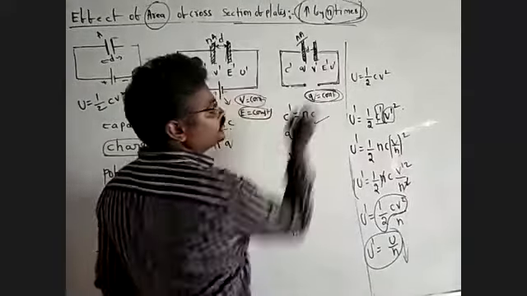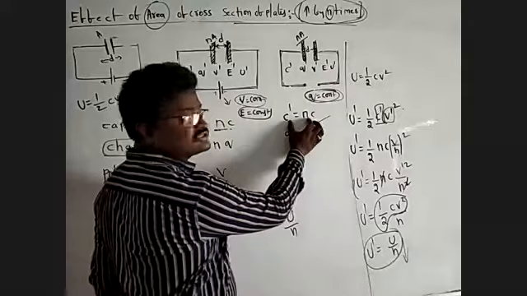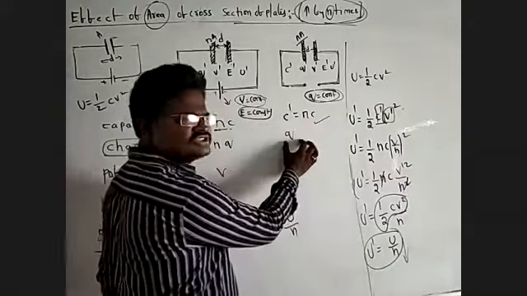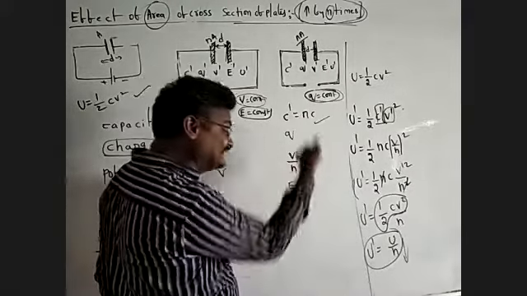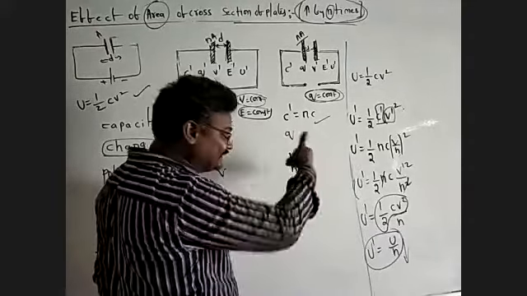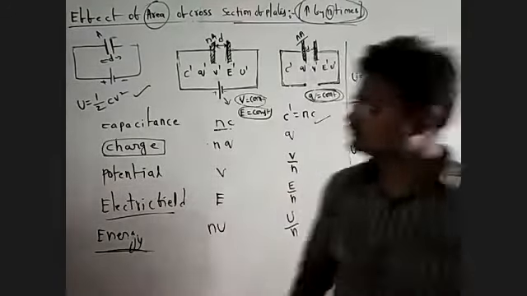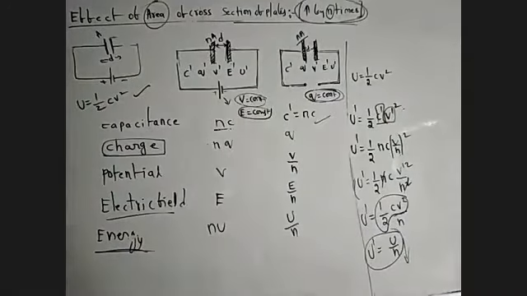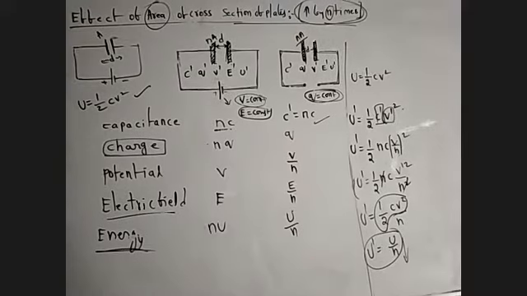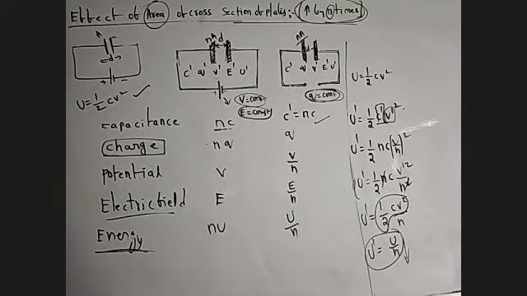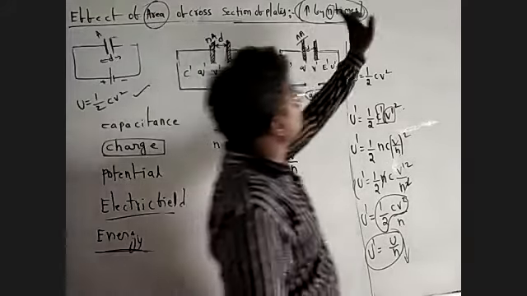Capacitor not connected to the battery: capacitance increases n times, charge is constant, and potential decreases n times. Electric field decreases n times. Energy decreases by n times. This is the formula. This is very, very important. So keep it. This is the effect of the area of cross section of the plate increasing n times.